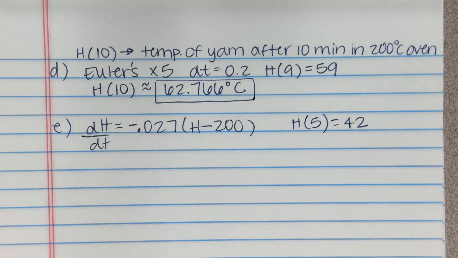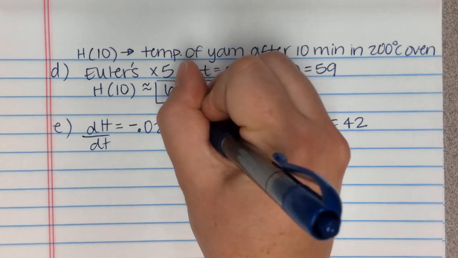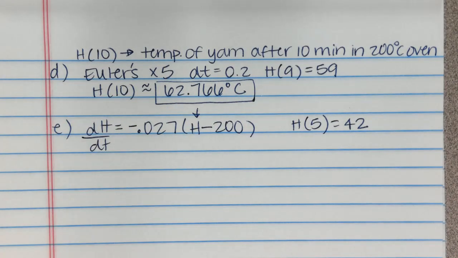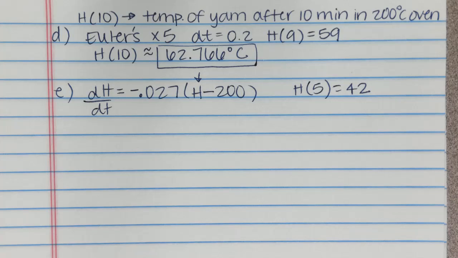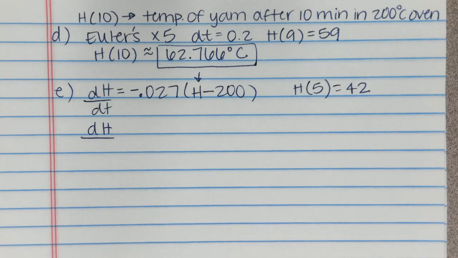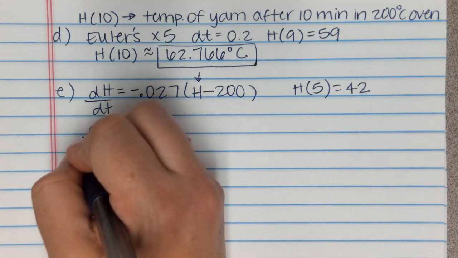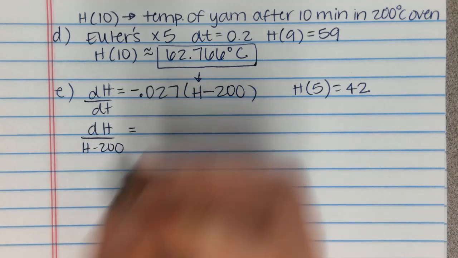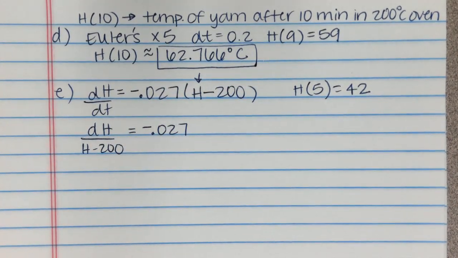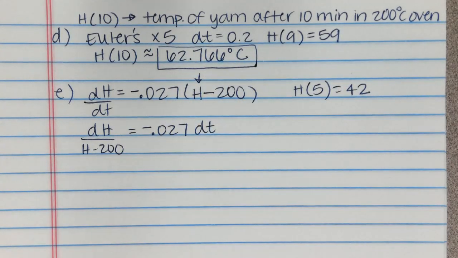What am I solving for? Yeah, I want to solve this for H. Okay, so now what's the next step when we're solving a differential equation? Make the variables on the same side. Okay, separate our variables. So this is going to be dH over H minus 200 equals negative 0.027 dt. Separate your variables.